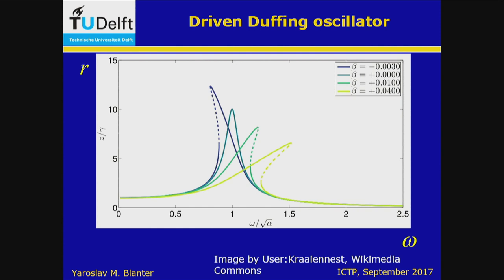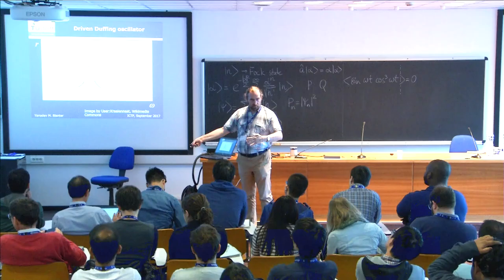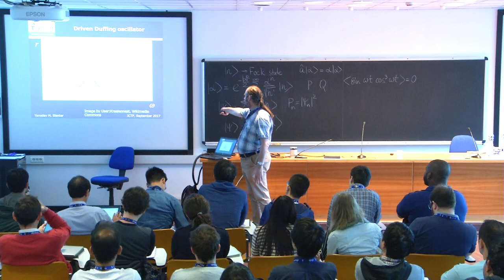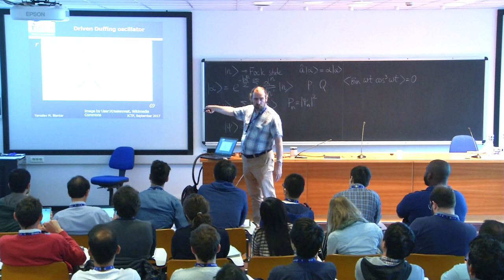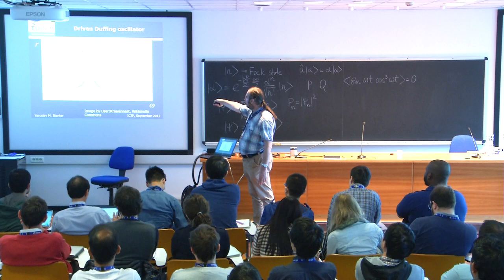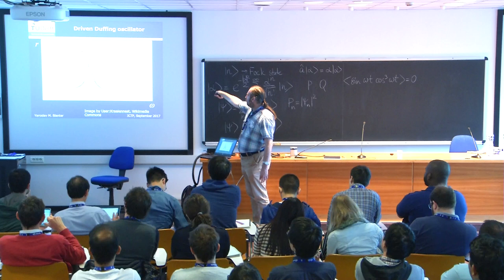He plotted it differently. What is plotted here is essentially the amplitude of the oscillator versus the frequency. The frequency here is normalized in such a way that 1 means we are exactly driving at the resonance. So that's actually omega minus omega naught in my notations, and this is omega exactly equals omega naught. All right, this is an image from somewhere else, so it doesn't have my notations, but this beta is my alpha.